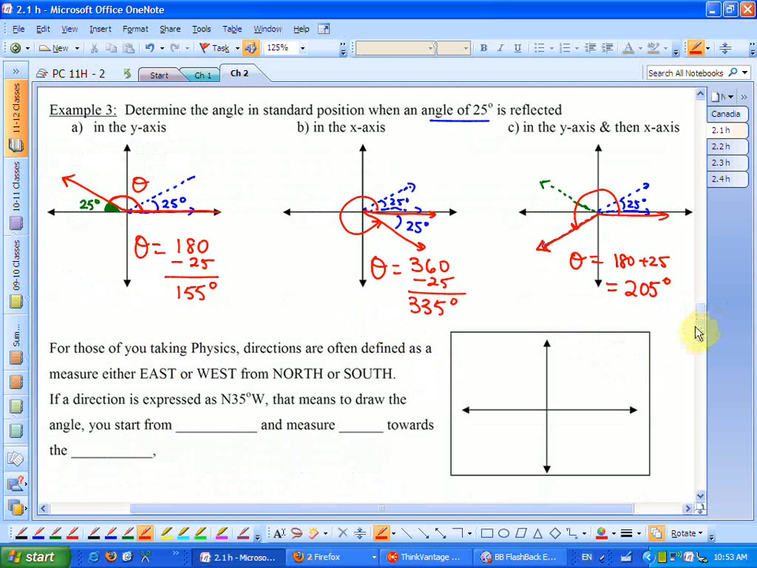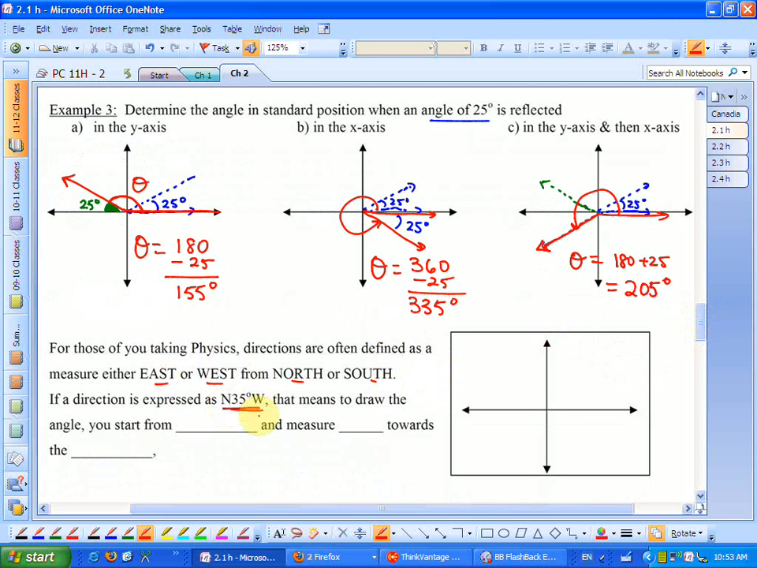Since all of you are taking physics, that's great, because I'm going to show you something they're going to use in physics. In physics, they don't say this guy traveled at an angle in standard position. They don't do that. They use directions, like east, west, north, and south. So often directions in physics are measured this way. And they'll write it like this: N 35 degrees W.